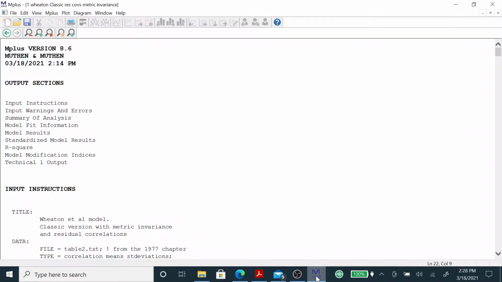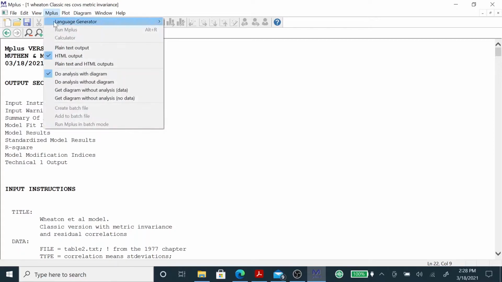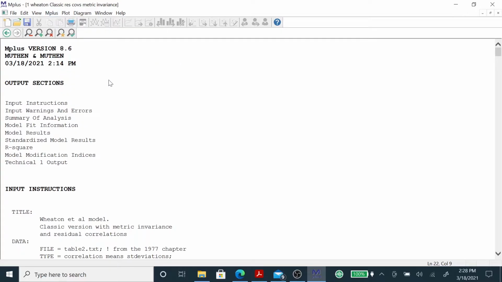So let's go to the Mplus output. And I'm showing it in the HTML output version, which is easy to skip around in.